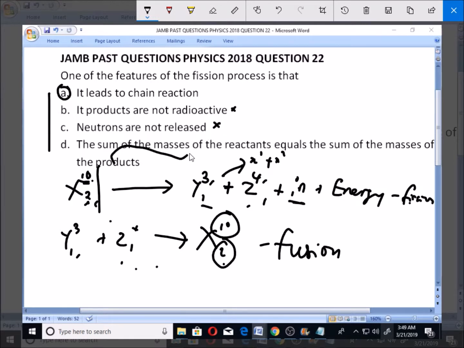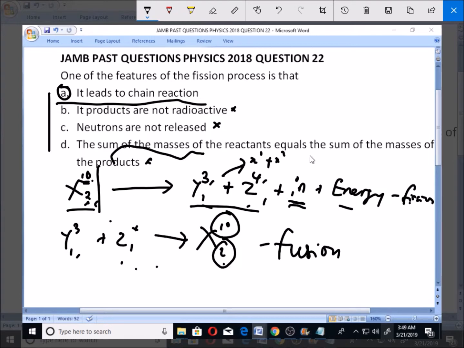Now, D. The sum of the masses of the reactants equals the sum of the masses of the products. The sum of the masses here is not exactly equal to this, because there is the release of other particles like neutrons and there is the formation of energy. So this is not true. It cannot be equal. So from this elimination method, we'll find out that A is the correct answer, because, like I said, radioactivity leads to chain reaction. And that is the answer for that.